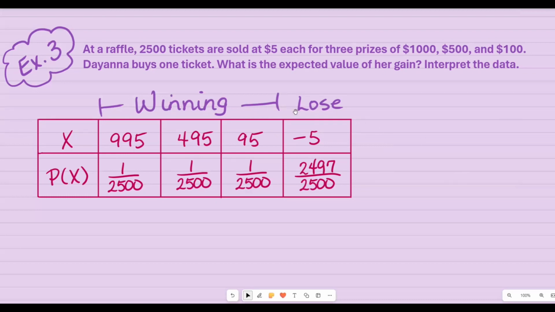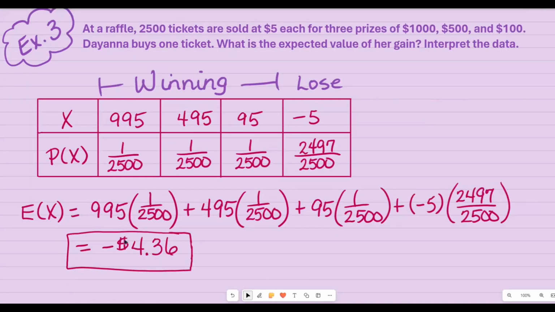So now I'm going to take my expected value formula, multiply each one, and then find the sum. The expected value in this instance is going to be negative $4.36. So if I'm trying to interpret the data, then on average, one can expect to lose $4.36 for each ticket that's bought.